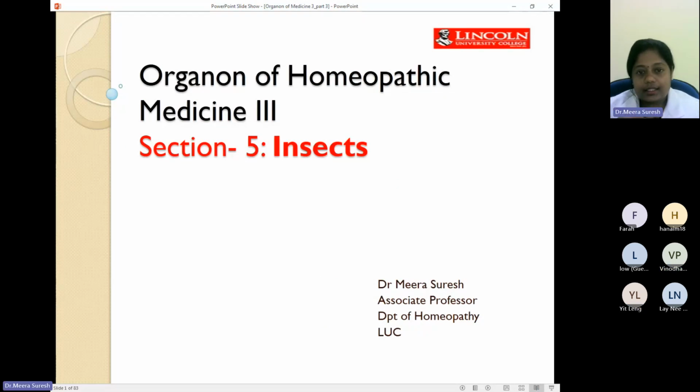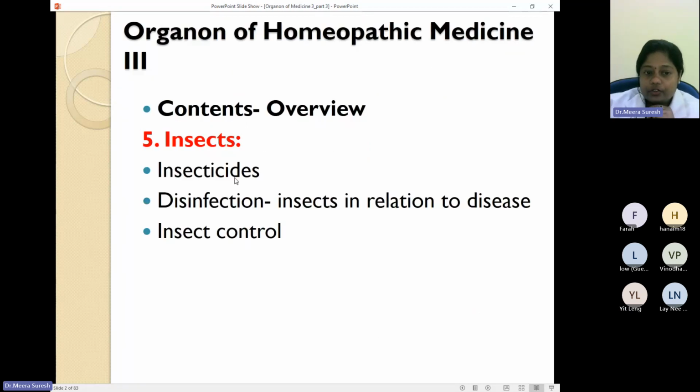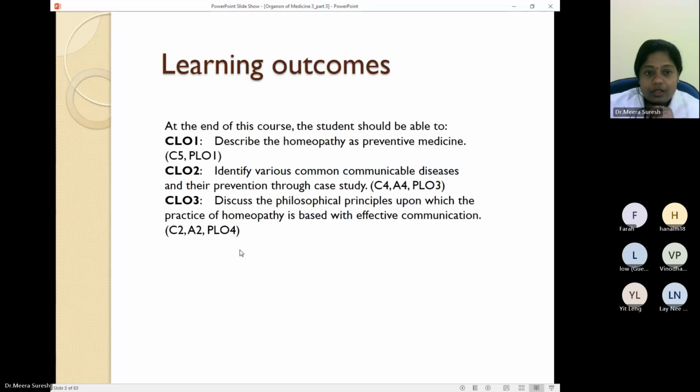Yes. So we'll start with Section 5, insects. What we are going to study over here, as I already told, will be about insecticides, disinfection, the chemicals or the other methods that are used, but specifically for the insects. And then how to control the insects in various other ways.